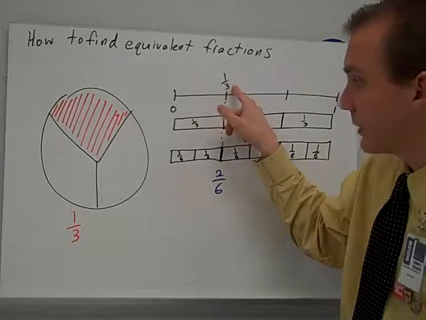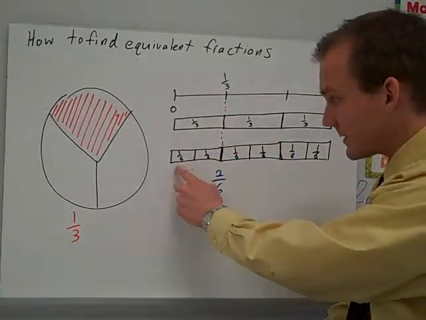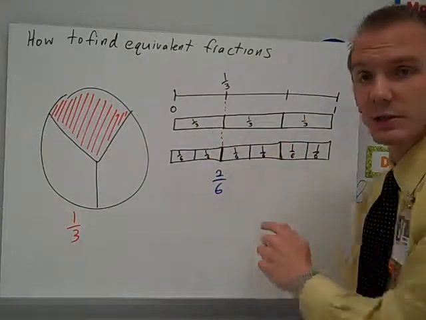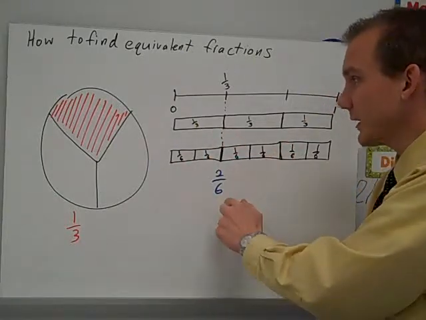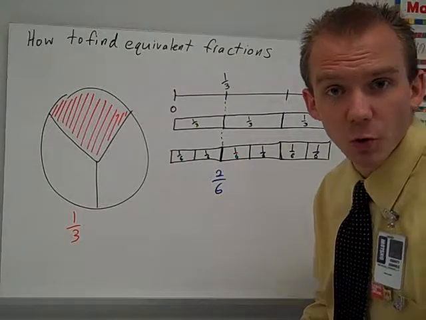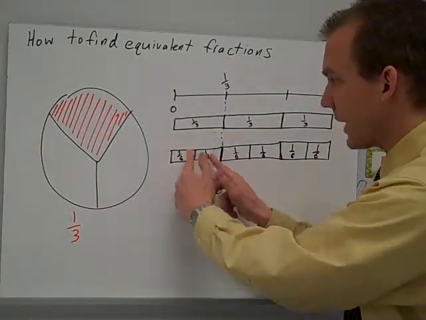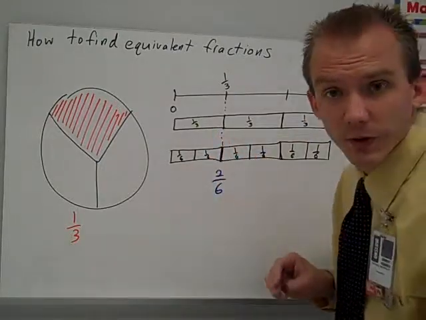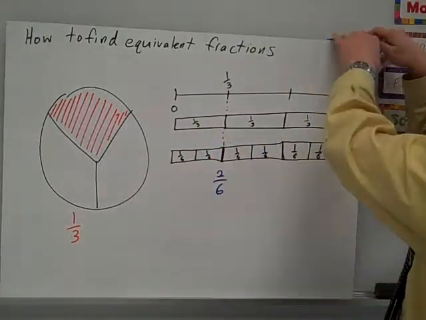So I've labeled 1/3. Now if I lay out my sixths, you'll notice that my sixths line up with the thirds, as in 2/6 is equal to 1/3. Because these two fraction strips take up the same as 1/3, 2/6 equals 1/3. They are equivalent fractions.